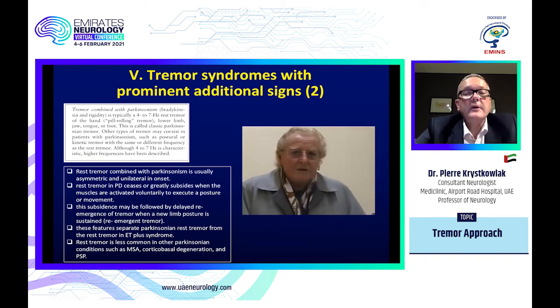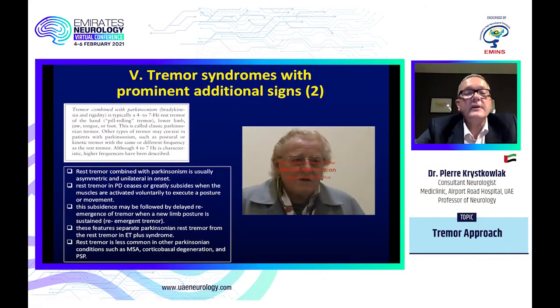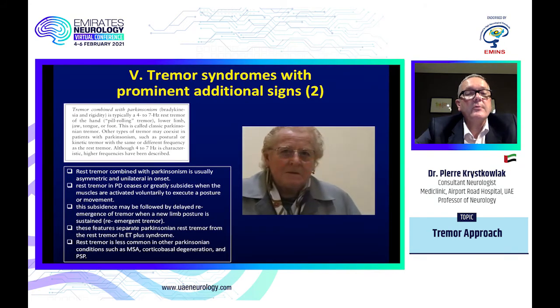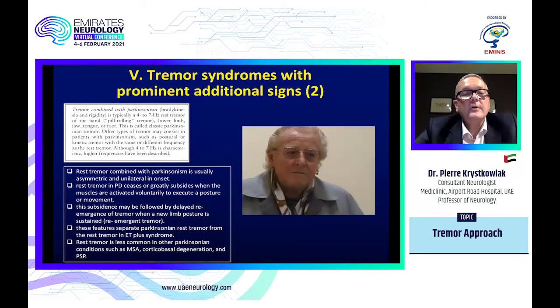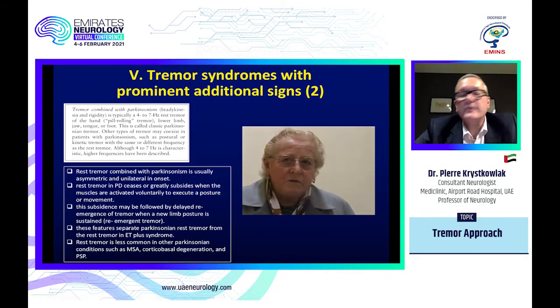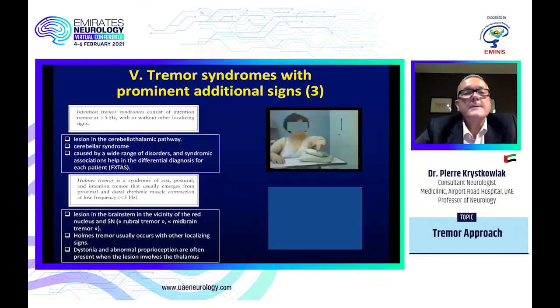These features can clearly be helpful in separating Parkinson rest tremor from the rest tremor you can sometimes observe in essential tremor plus syndrome. Also, rest tremor is very uncommon in other Parkinsonian conditions, such as atypical Parkinsonism.